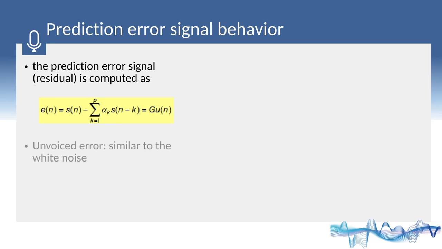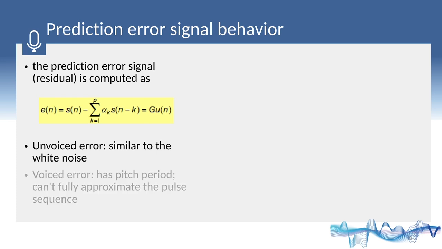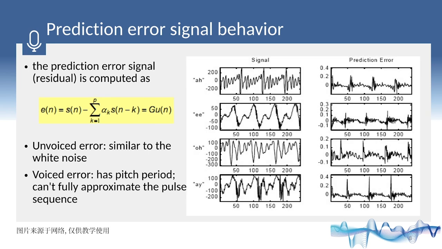The residual signal of unvoiced speech is similar to white noise. There is no obvious difference in hearing when using white noise instead of the residual signal to pass through the LPC filter. For voiced speech, the residual signal has pitch cycles. The assumption of the output model is not completely perfect. So, although the residual contains peak values, it is still very different from a pulse sequence.